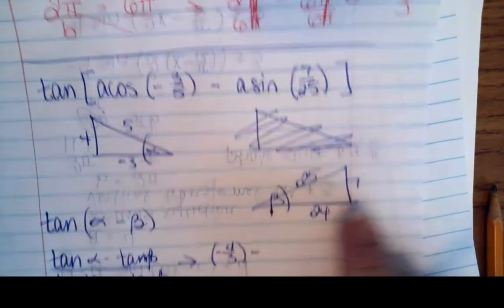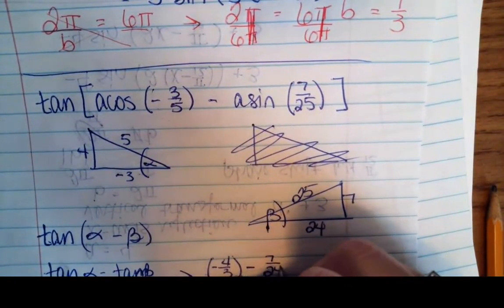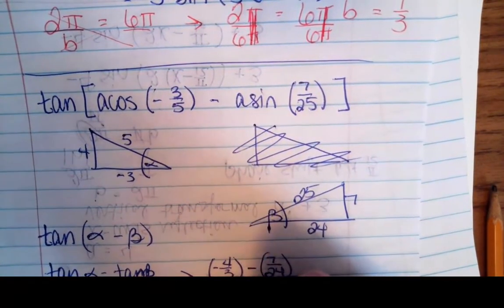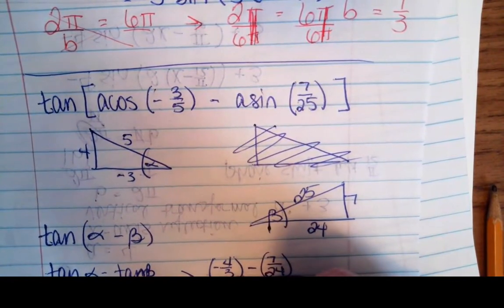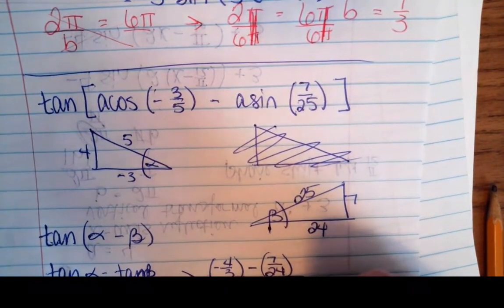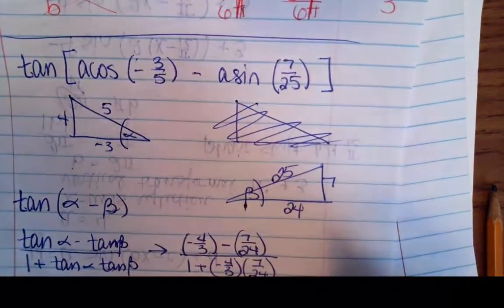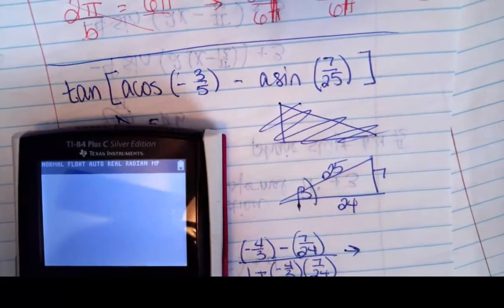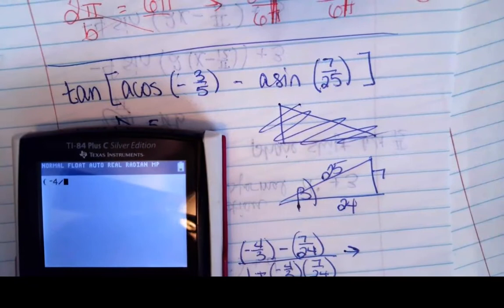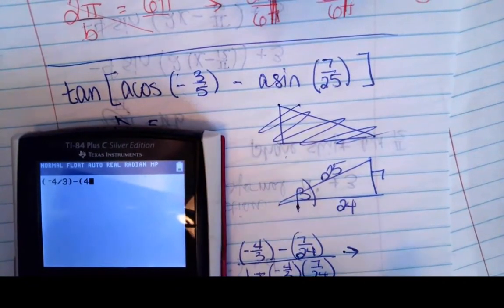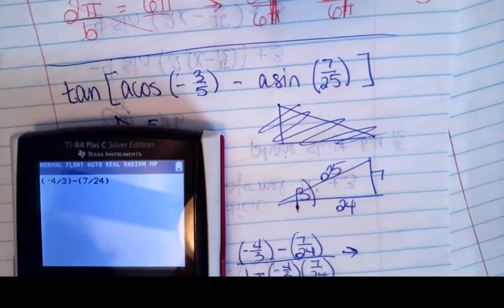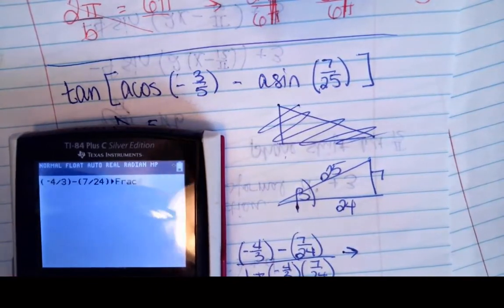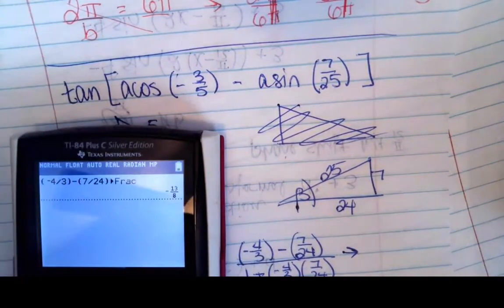Minus tangent beta is going to be opposite over adjacent, which is 7/24. And then 1 plus tangent alpha is negative 4/3. Tangent beta is 7/24. So my numerator becomes, and yes, I'm going to be a lazy math person, negative 4/3 minus 7/24. Okay, find that fraction, and I get negative 13/8.